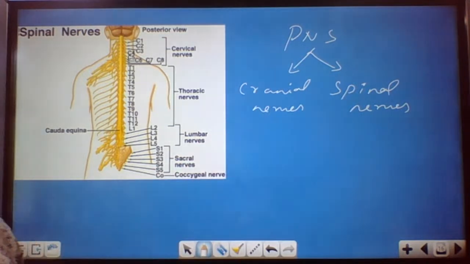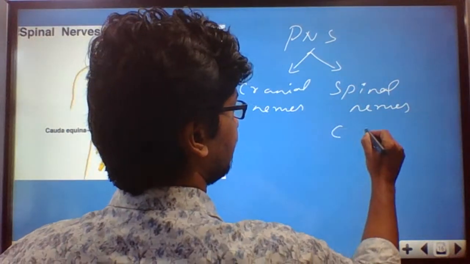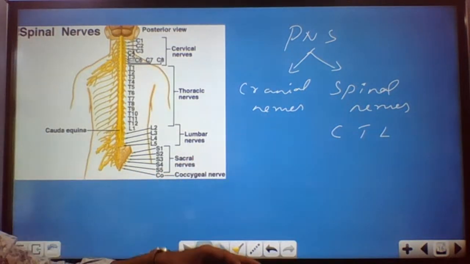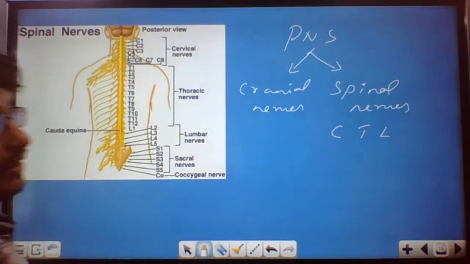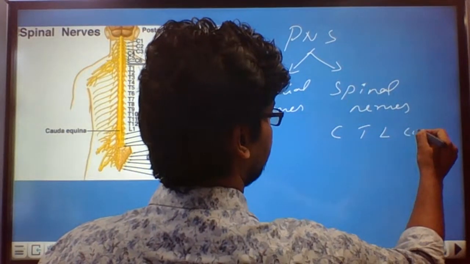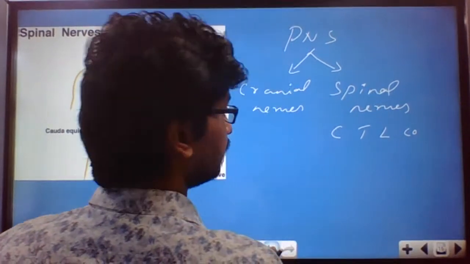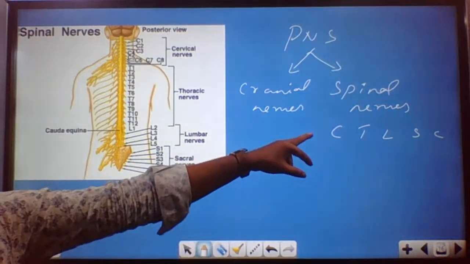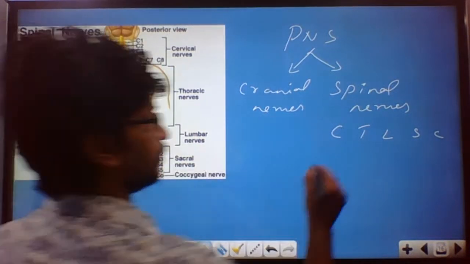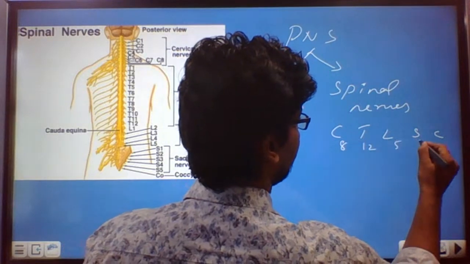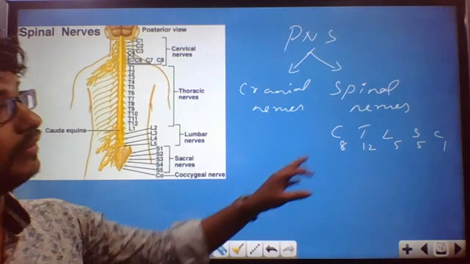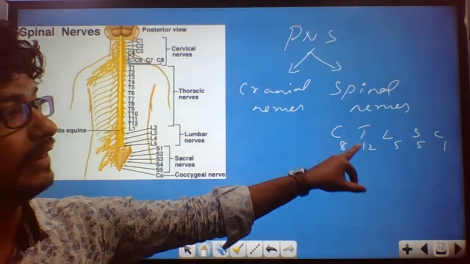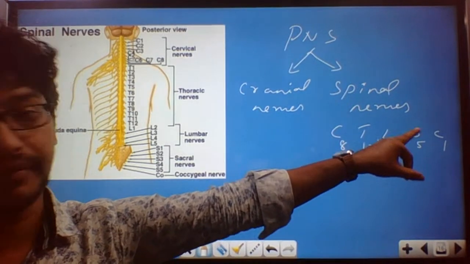As far as spinal nerves, you're aware it is C, that is cervical, thoracic, lumbar, then we have the sacrum and the coccygeal part. The formula for the spinal nerves is 8, 12, 5, 5, 1. So the question comes: what is the formula for the spinal nerves? It is C8, T12, L5 and S5, and we have a 1.